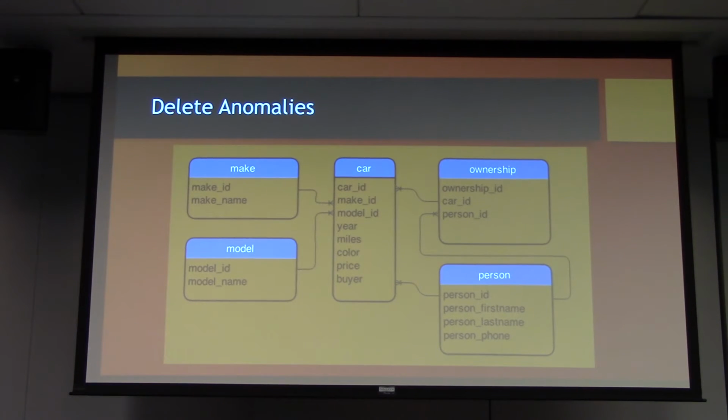Yeah, the ownership table and also in the car table in the buyer field. So if we were going to look up historical records, you would try and find out who the buyer for the car is, and it would go to the person table to look it up, and that record wouldn't exist anymore. So you have a delete anomaly.